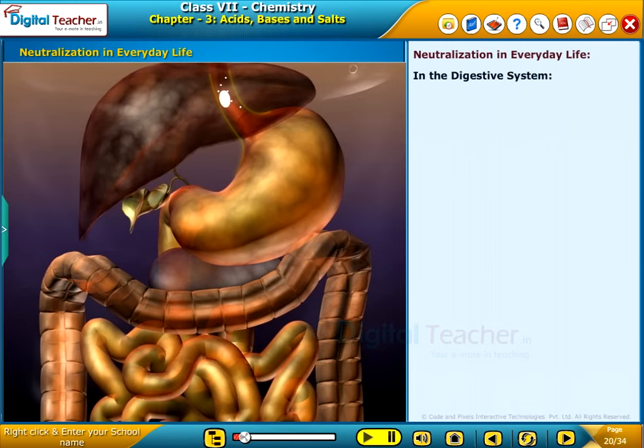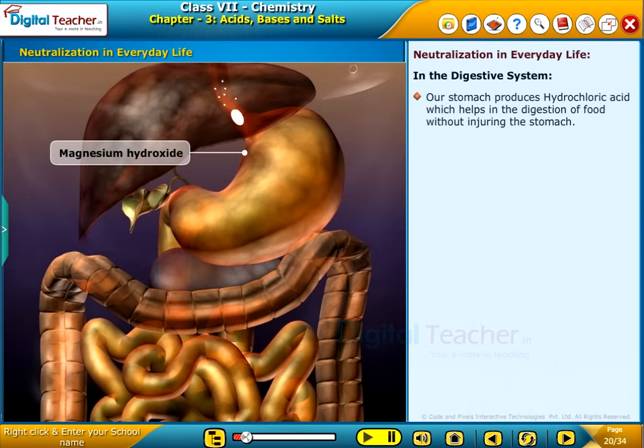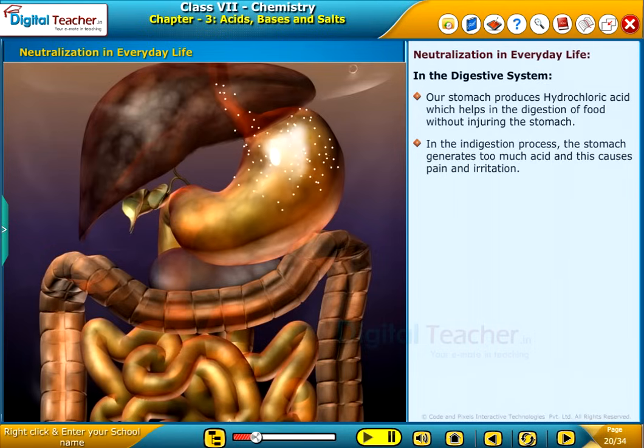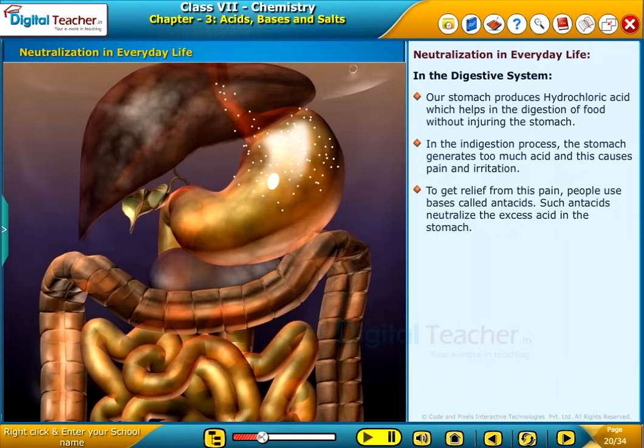In the digestive system, our stomach produces hydrochloric acid, which helps in the digestion of food without injuring the stomach. In the indigestion process, the stomach generates too much acid and this causes pain and irritation. To get relief from this pain, people use bases called antacids. Such antacids neutralize the excess acid in the stomach.